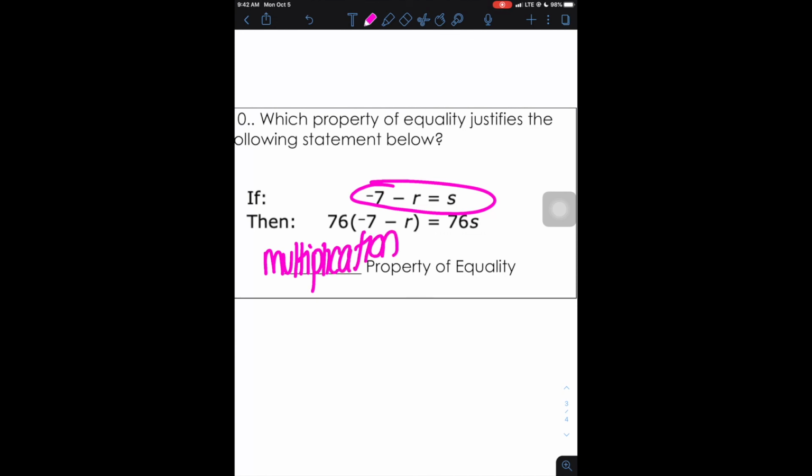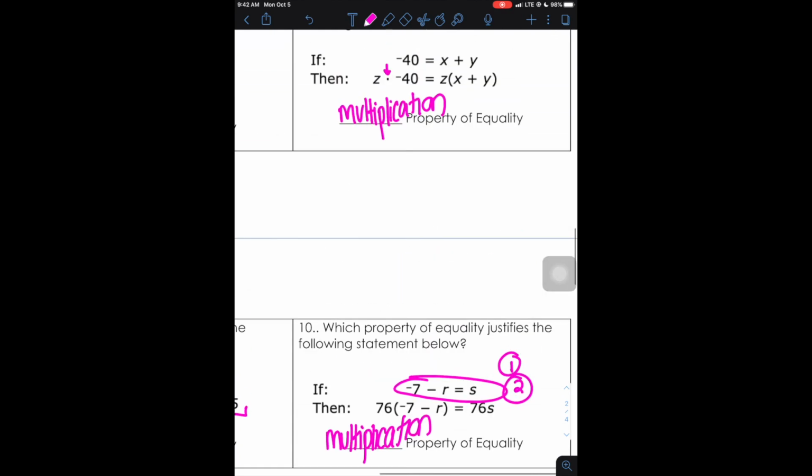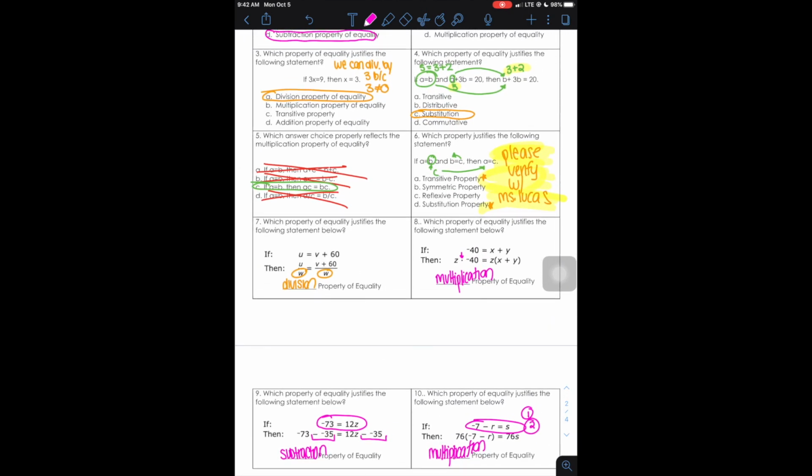So for these, I guess I would say it's like a tool. I really would just say look and see what operation they're doing. How did they get from the first statement to the second statement? What did they do? Look and see what operation they did in between there, and more times than likely it'll be that property of equality. So yes, this is page 3 through 5 of the Unit 2A packet.